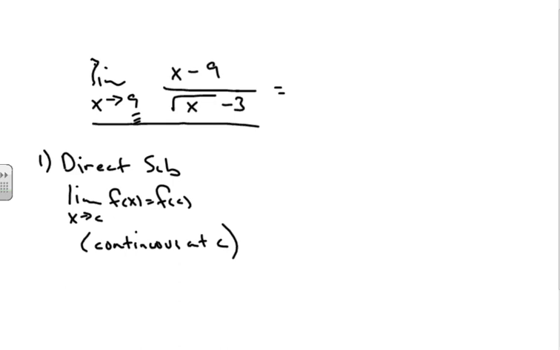So I'm going to take our C value. Our C value in this case is 9. We're going to plug it in here. So 9 minus 9 over the square root of 9 minus 3, and we have 0 over 0. Now 0 over 0 is indeterminate form.